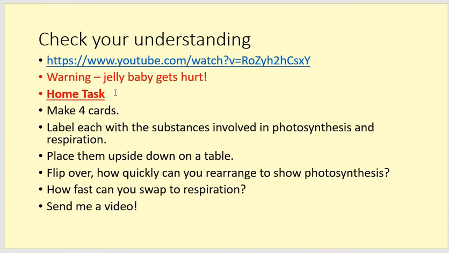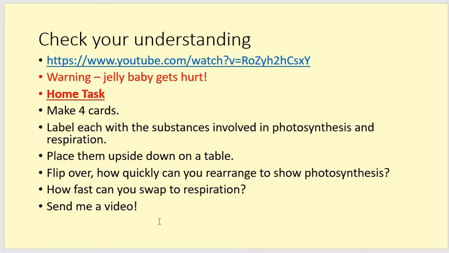You do have a home task to do, which is to make 4 cards. You don't need to have a fancy card for this. You can have a cereal box that you cut up. Label each of them with the 4 substances that are involved in photosynthesis and respiration. You should already have those in your notes. Put them upside down on the table. Flip them over and time yourself to see how quickly you can make the equation for photosynthesis.